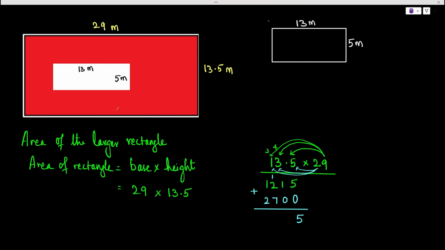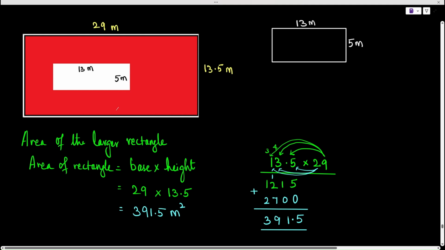And so 5 plus 0 is 5, 1 plus 0 is 1, 2 plus 7 is 9, and 1 plus 2 is 3. And for one of the numbers, it has one digit that's on the right of the decimal point. So we add the decimal point in a position so that there's one digit to the right of it. This gives us the area of the larger rectangle as 391.5 meters squared.